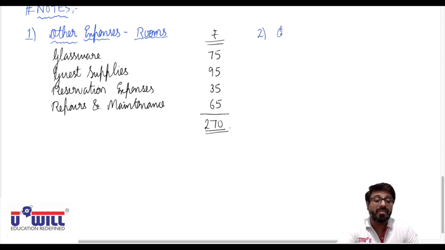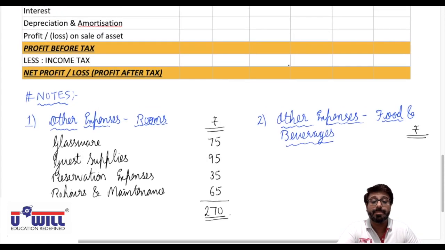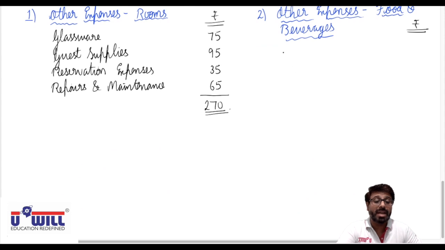Second note we will make for other expenses of food and beverages. Now which all items do we have marked as other expenses of food and beverages? Check it everyone. From glassware onwards. Glassware of food and beverages is 140. So all of you write down glassware 140.